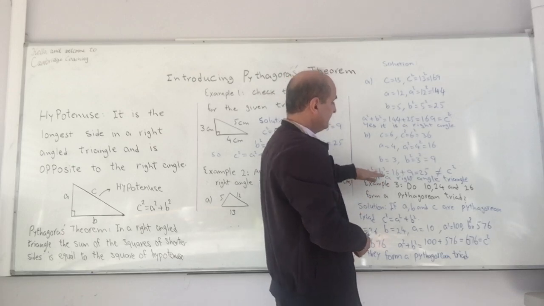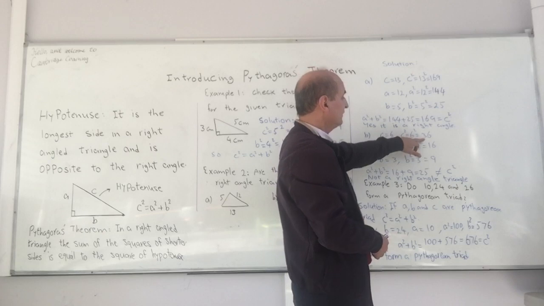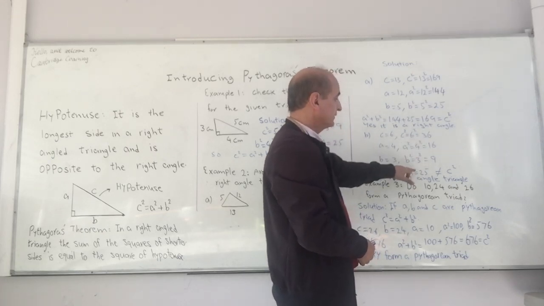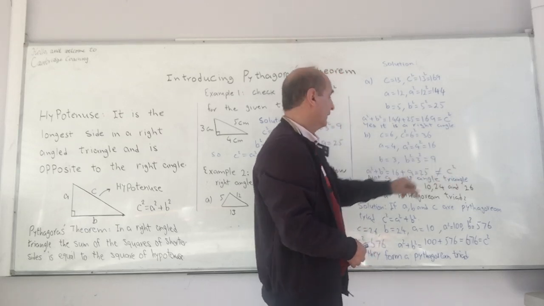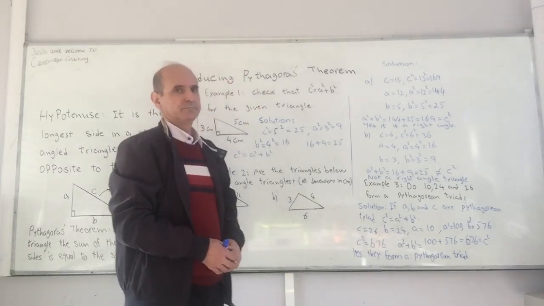Okay, once you got a squared plus b squared, look at c squared. c squared is 36. So 25 is not the same as 36. They are not equal. So 25 is not equal to c squared. Then we say that, no, it's not a right angle triangle.